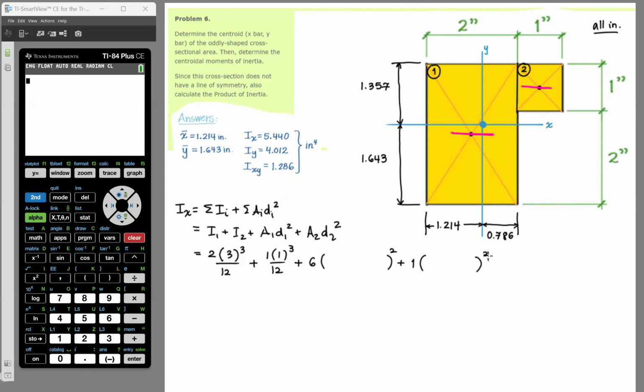All right, let's get our distance terms off of the picture. So the perpendicular distance between the parallel axes of shape 1 and the overall x-axis is as shown. I'm going to determine that by looking at this measurement and subtracting out that measurement, which is half of 3.